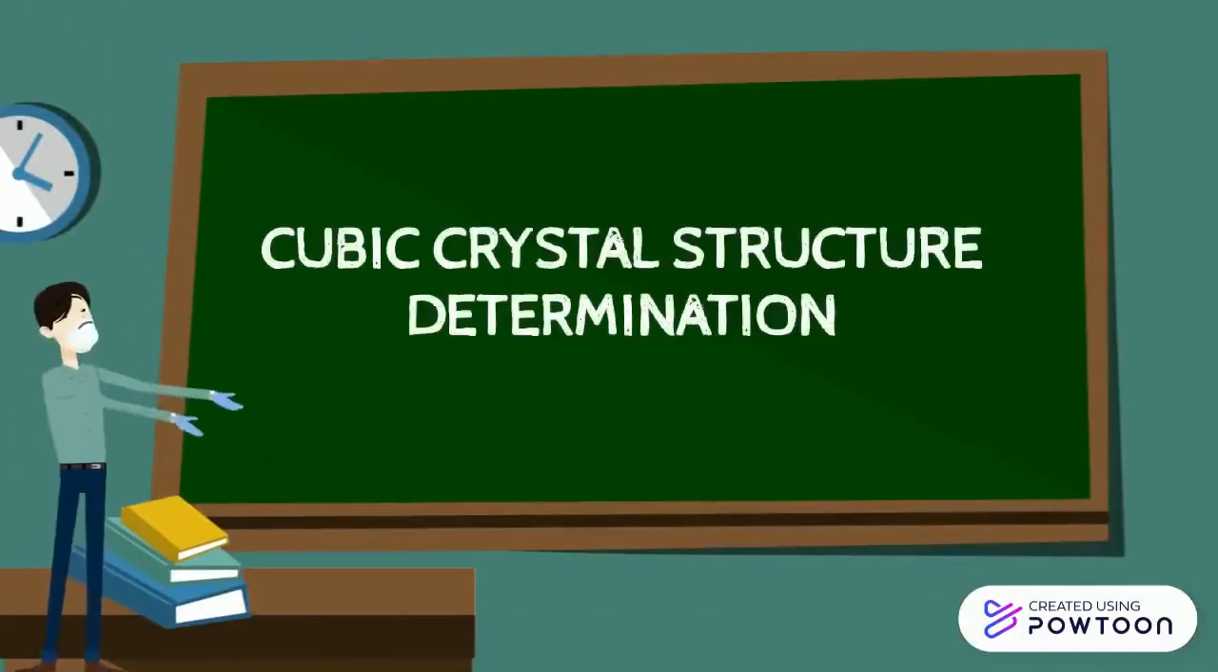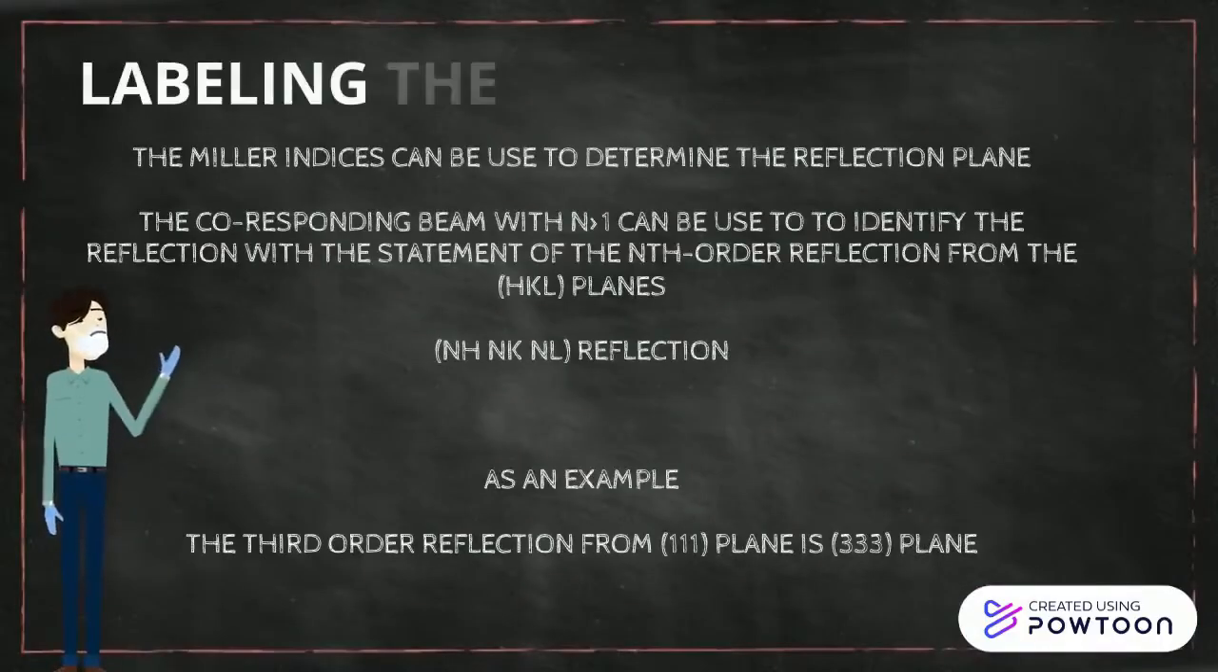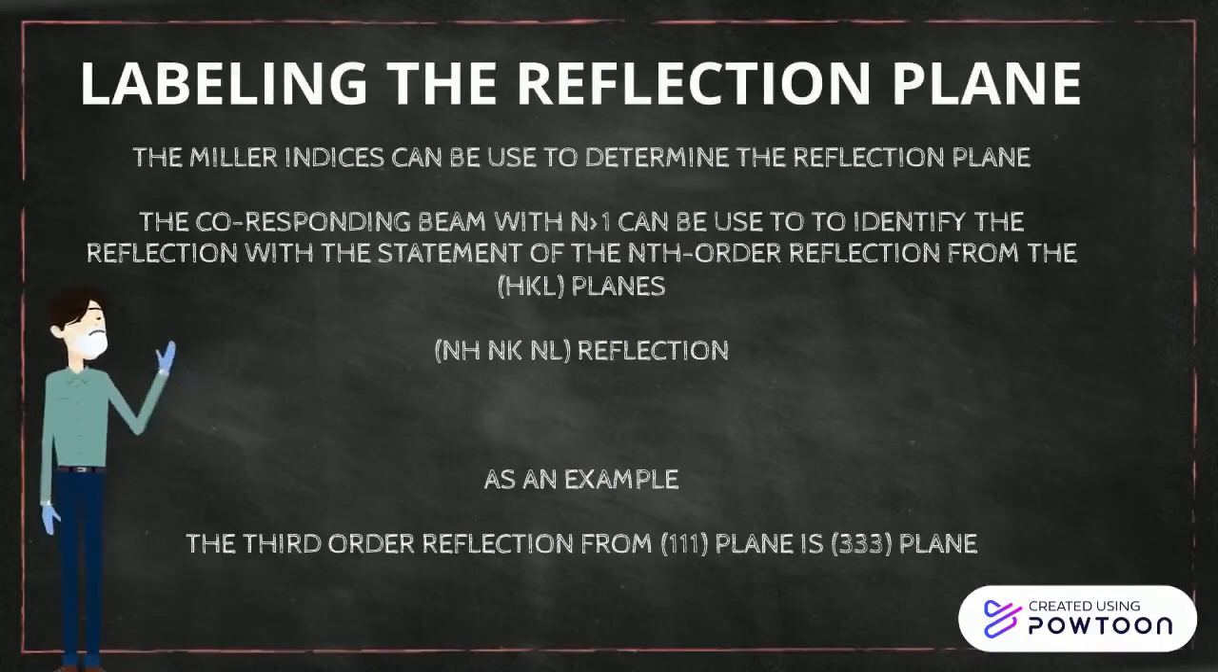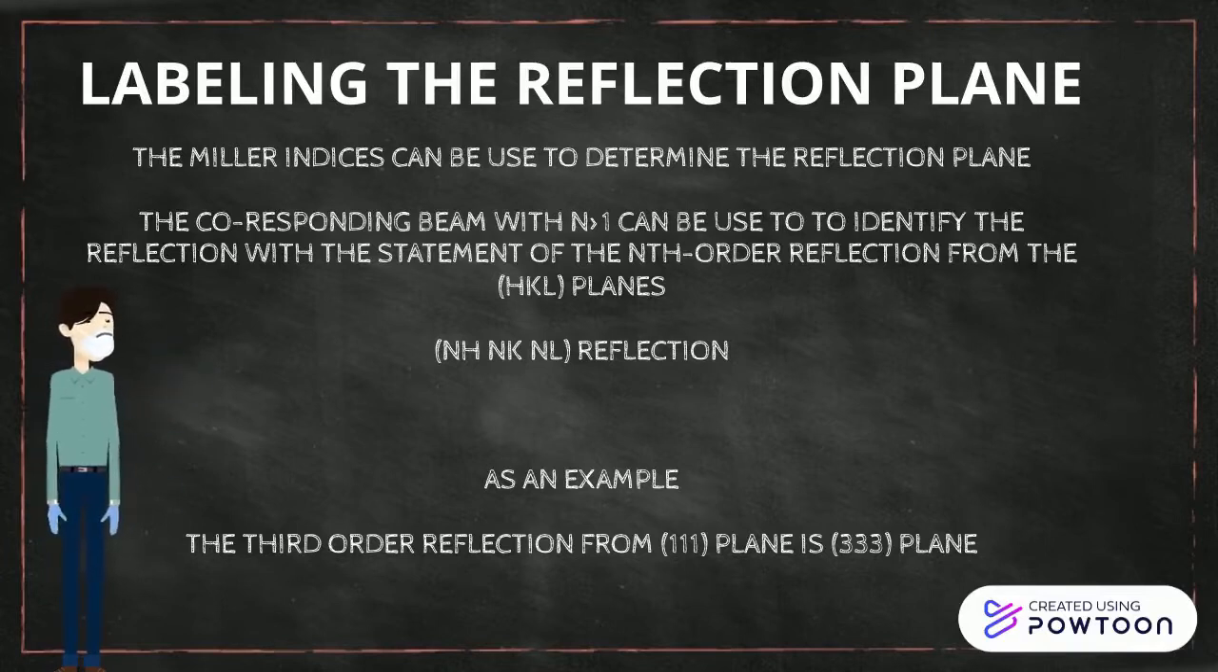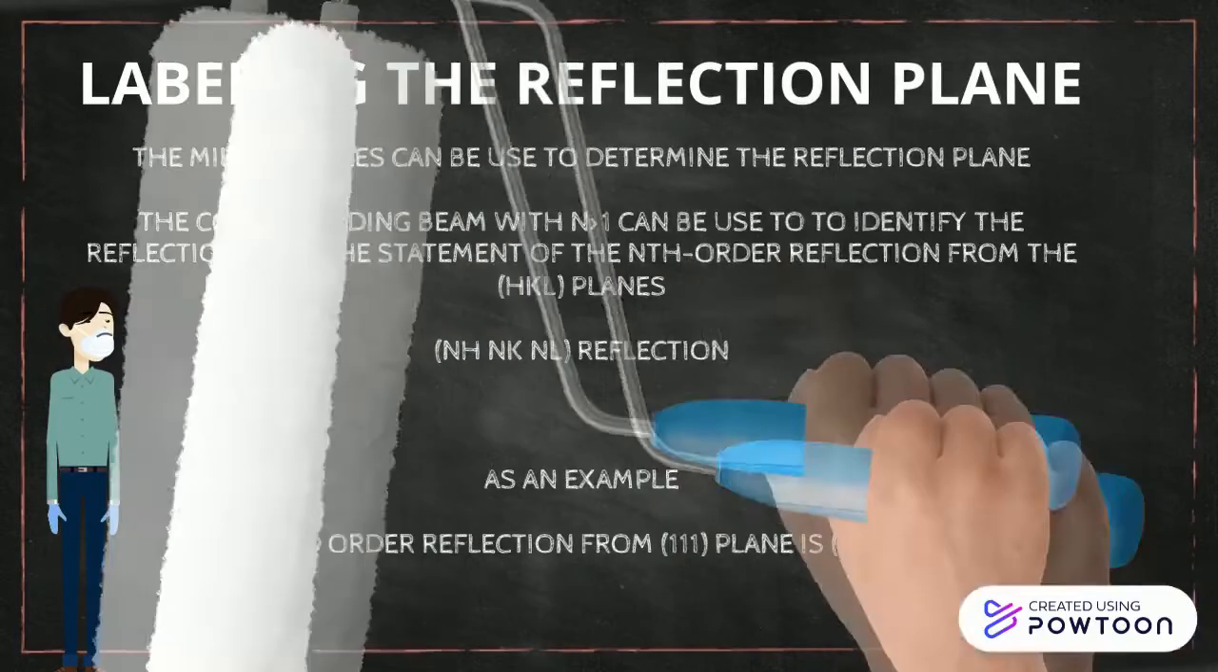Moving on, now I am going to explain about the cubic crystal structure determination. The Miller index can be used to determine the reflection plane. The corresponding beam with n more than 1 can be used to determine the nth order reflection from HKL planes. For example, the third order reflection for the 111 plane is the 333 plane.